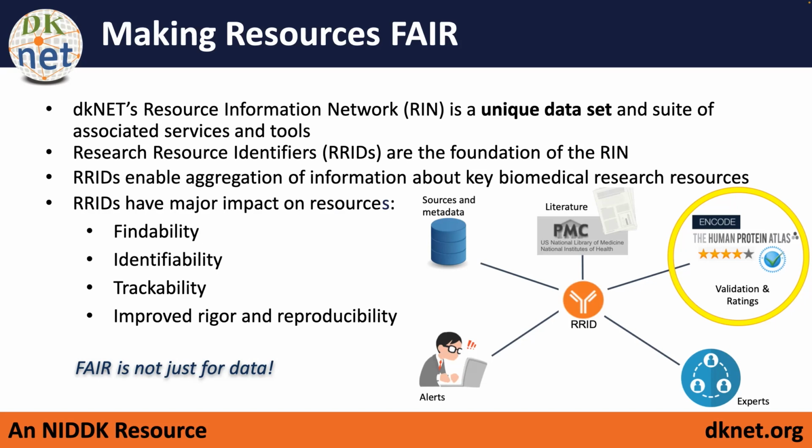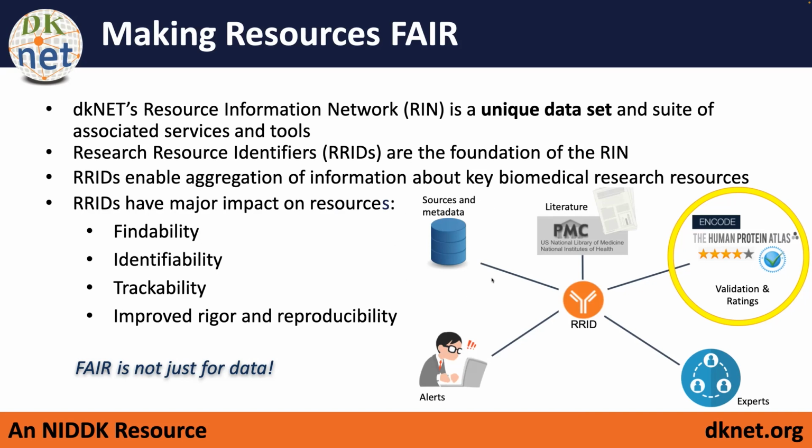And FAIR, as we see it, is not just for data, right? It's also about this information. So findability is really driven by the unique identifiers. Can you find information using those unique identifiers? And a resource like dkNET then provides an index of all these RIDs, so it's easy for you to retrieve information about them. And that gets to accessibility, and then interoperability, the identifiability of those resources, really looks at aggregating information across a number of different information sources.